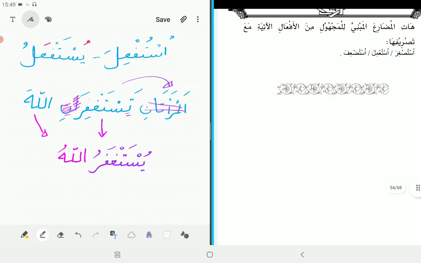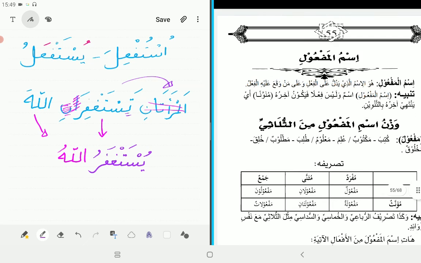Alhamdulillah, with this we have completed this bab, and inshallah we'll stop here in the coming halaqah. We'll take it from the ism maf'ul.